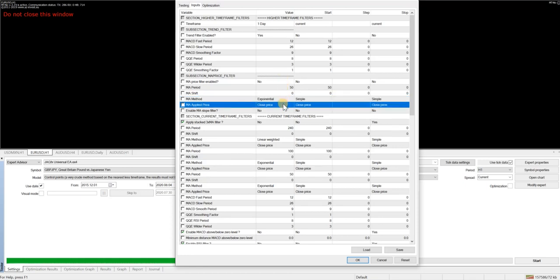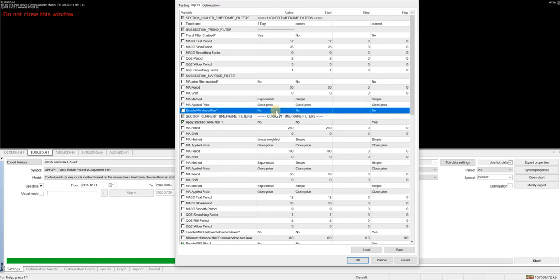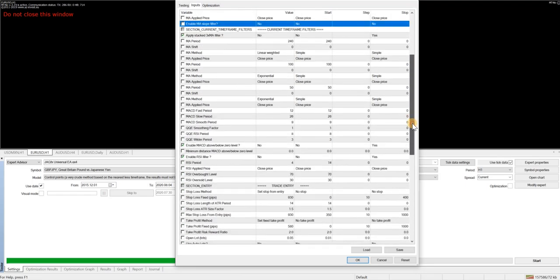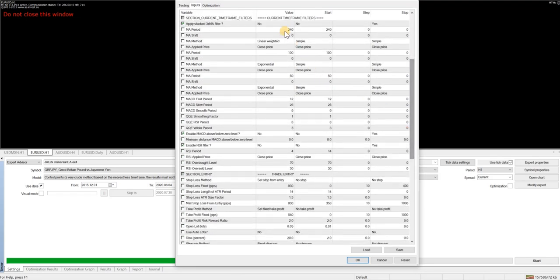It's all of these fields here, including the slope if you want. It's another filter, the slope either up or down. So that's all high time frame. All this is a high time frame filter. And we move down to the current time frame, so that's the one you actually attach the EA to.